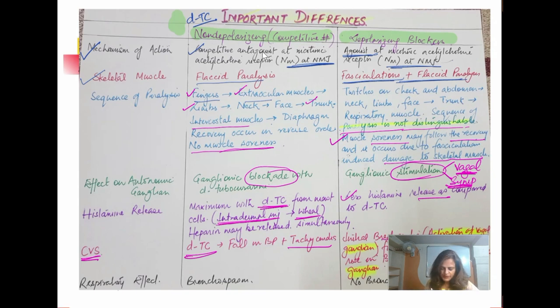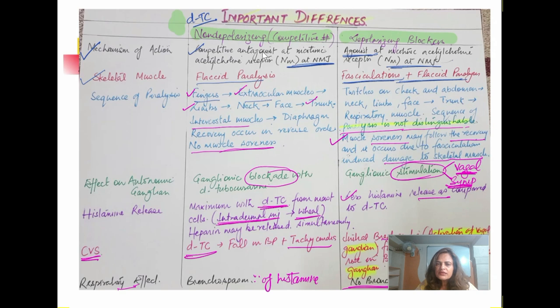Now respiratory, with d-tubocurarine, because of the release of histamine, this bronchospasm is because of histamine release. Whereas with succinylcholine, no bronchospasm is seen. So these are the few important differences between the competitive or non-depolarizing and depolarizing blockers.